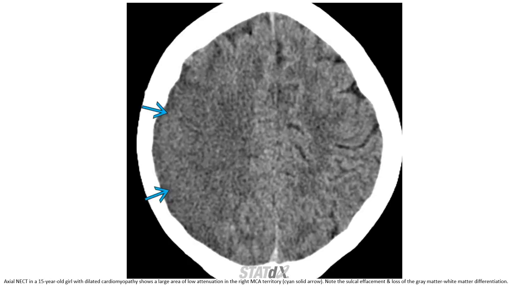And this is the non-contrast CT in a 15-year-old girl with dilated cardiomyopathy, showing a large area of low attenuation in the right MCA territory. Note the sulcal effacement and loss of gray matter, white matter differentiation.